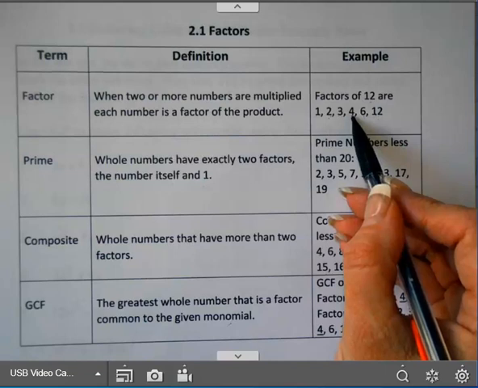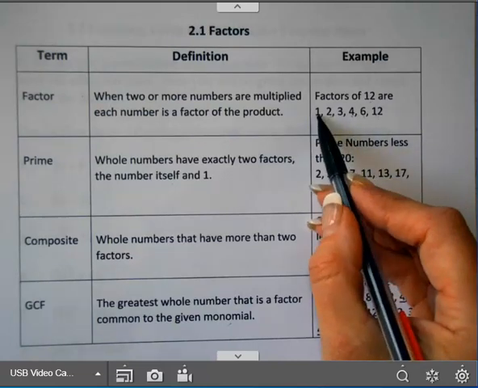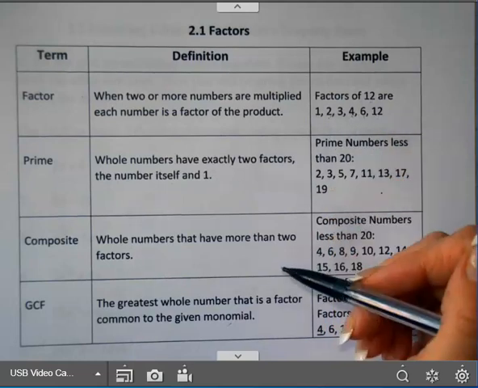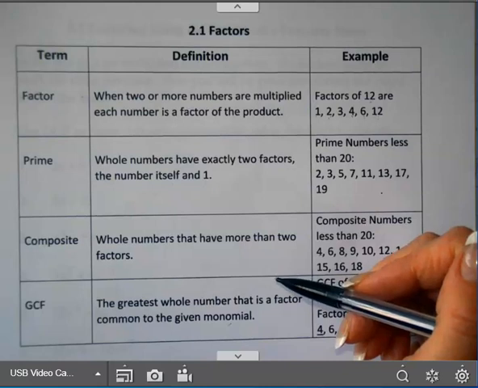We're going to work with integers here. You won't have fractions or decimals. We're going to only be working with integers. I could also do negative 1, negative 12, negative 2, negative 6, negative 3, negative 4. All of those would be factors of 12.